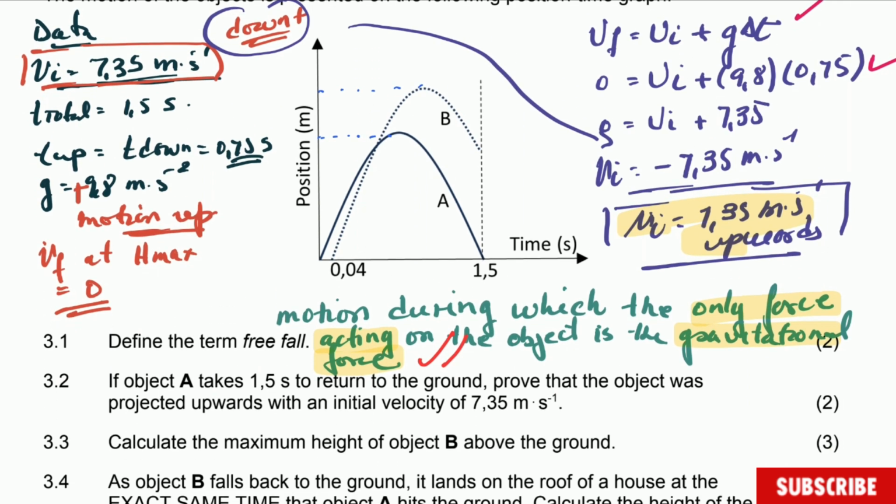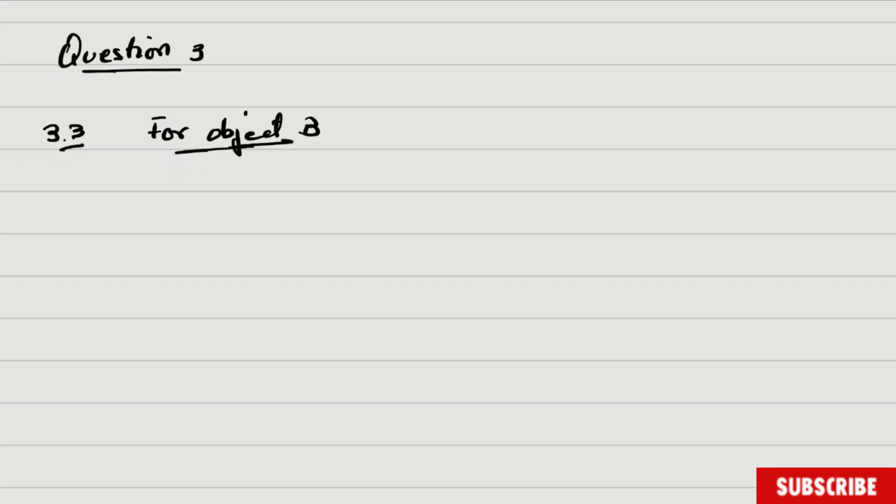Now, question 3.3, calculate the maximum height of object B above the ground. Here we want to work for object B. What do we know about object B that really is important for this question? First of all, the initial velocity is equal to, and in this question we can take up as positive.